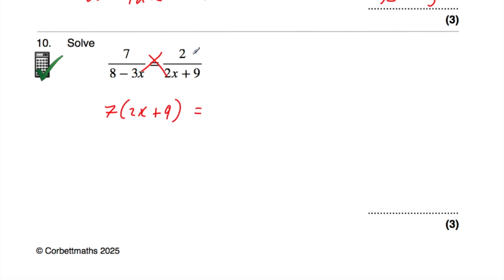Then that's going to equal this numerator times that denominator. So it's going to be 2, and then in brackets 8 minus 3x. So we just times that numerator by that denominator, and that numerator by that denominator, and put them equal to each other. Now let's expand our brackets.